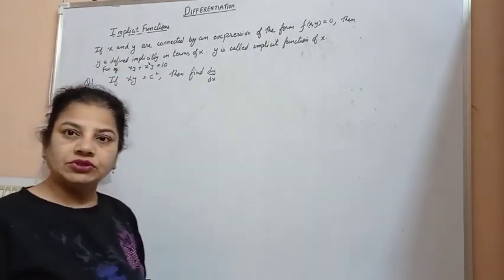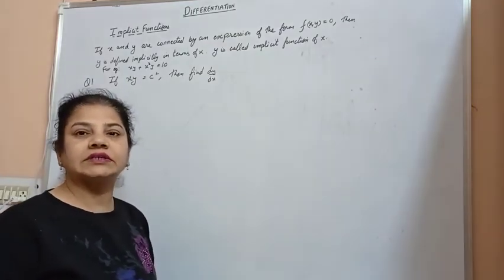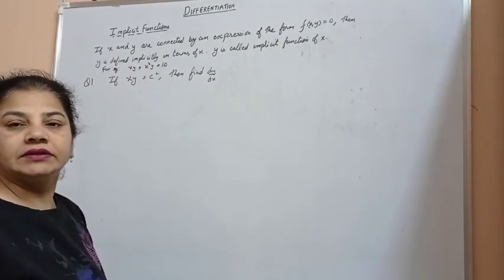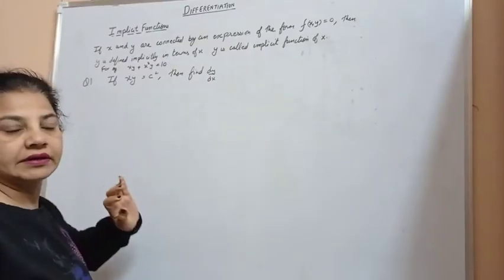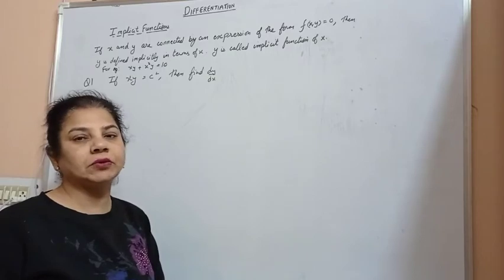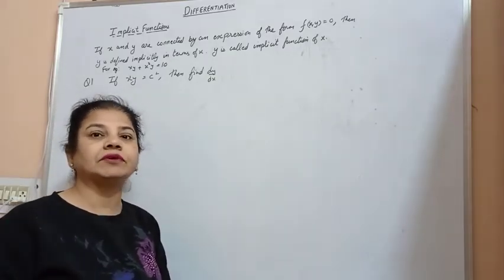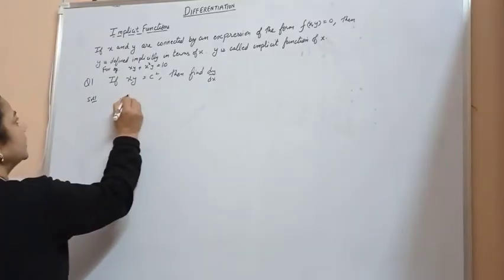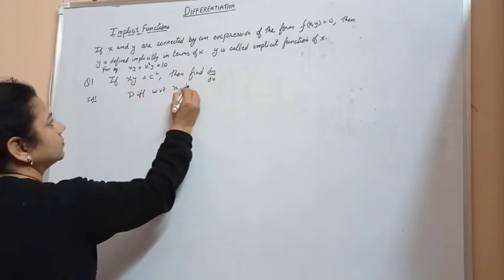Here x and y are connected to each other. Let us proceed with the question part to make this implicit function easier to understand. Here it is given xy is equal to c square, then find dy by dx. Now x and y are connected. Previously we simply wrote the derivative with respect to x and proceeded, but in an implicit function we have to differentiate both sides. So we will write: differentiate with respect to x both sides.